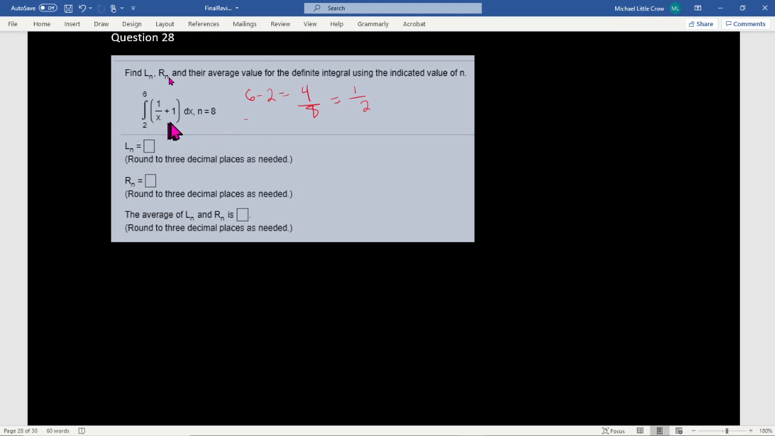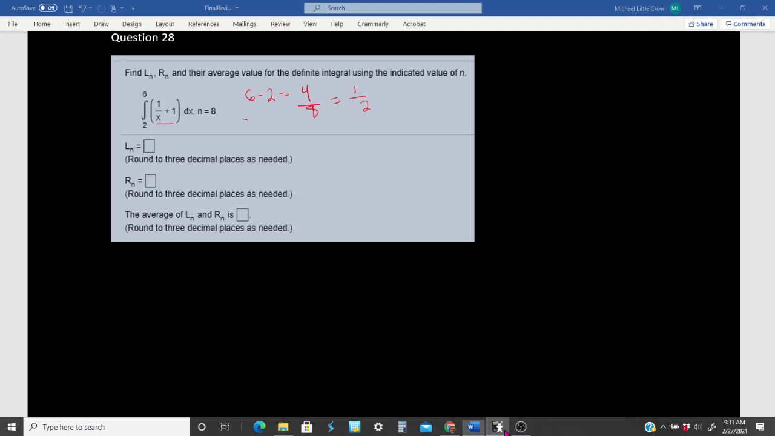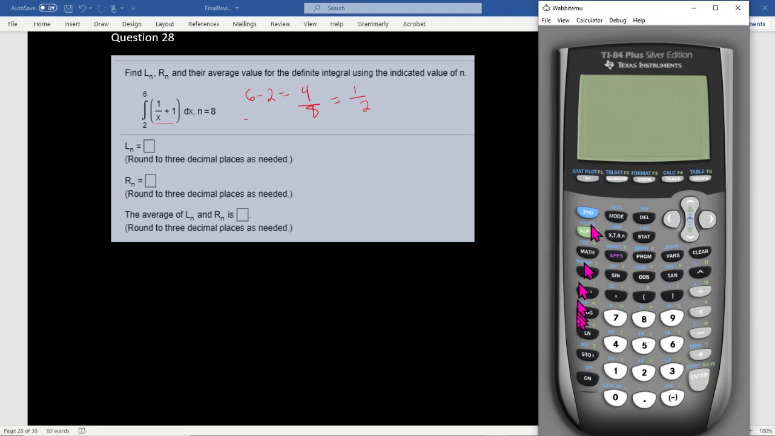So we're going to first get the graph. We're going to draw the rectangles, and then we'll go from there. Okay, so we're going to come here, and we have to graph it. So let's clear this out. 1 over x, 1 divided by x, plus 1. That's what we're integrating.